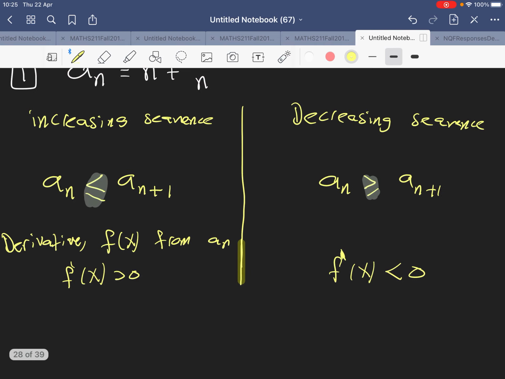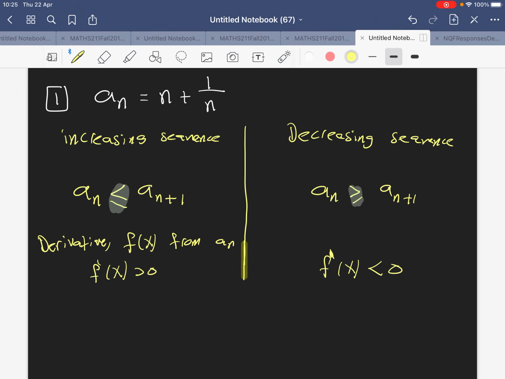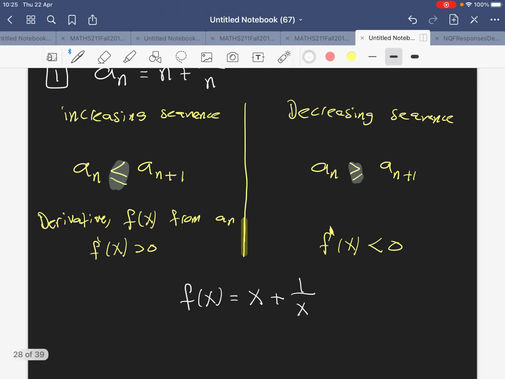I have a_n as n plus 1/n. So if I write my function, it will be the same as the sequence, but I just change n into x because we are used to having x. And now I find the derivative. The derivative will be 1 minus 1/x squared.